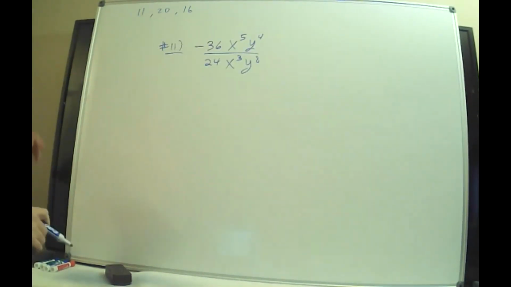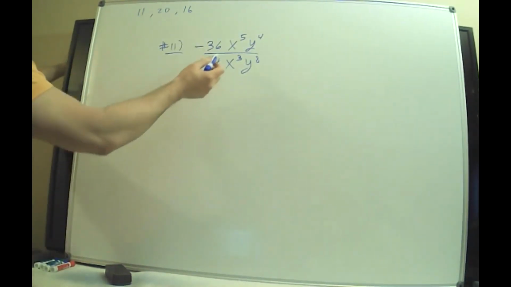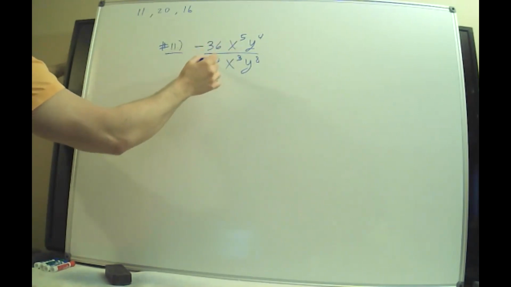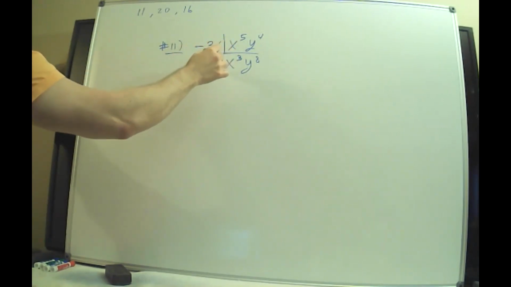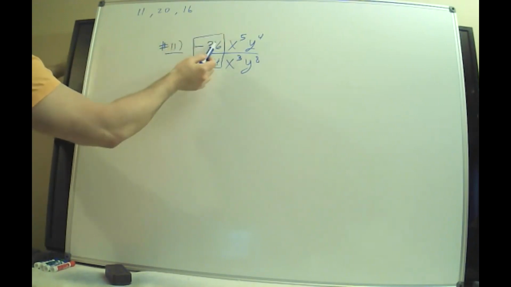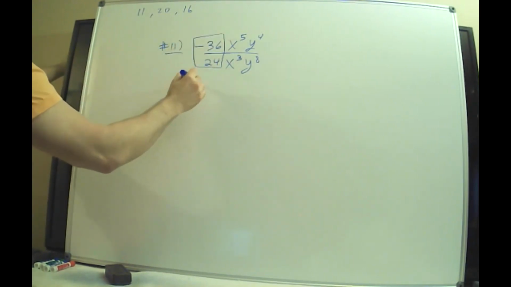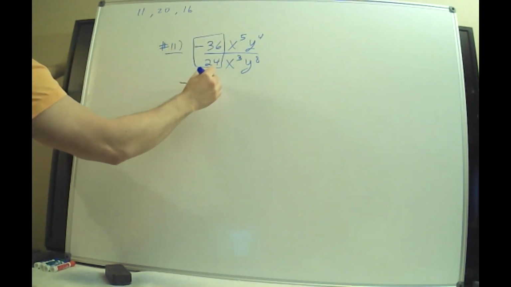All right, question 11, ridiculously easy. You got to reduce this fraction. So you need a number that divides 36 and divides 24. Well, I'll give you a big hint. It's 12.